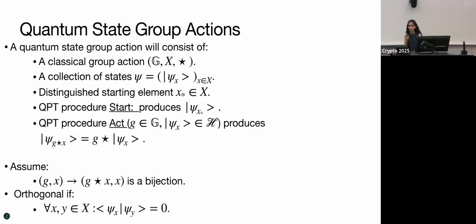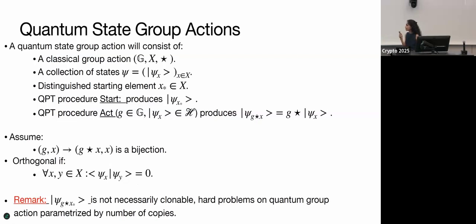And we say that our quantum state group actions are orthogonal if for all x, y in big X, the corresponding states are orthogonal. So psi x is orthogonal to psi y for all x, y in X. And one thing to note is that now, because our instances are quantum states instead of classical strings, it's not necessarily easy to copy them, or in other words, they're not necessarily clonable.